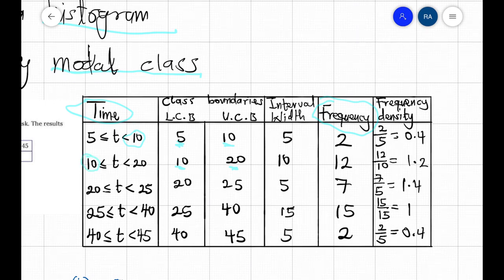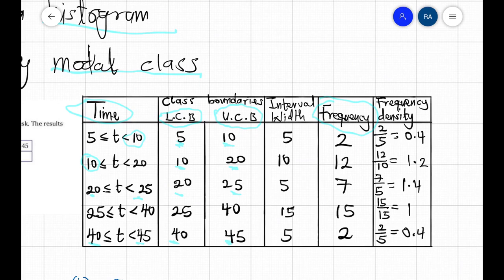This started with 20, so you start with 20 and end at 25. You do the same thing until you get to the last interval. It starts at 40 and then ends at 45. So all the starting points are what we call the lower class boundary, and all the ending points are what we call the upper class boundary.